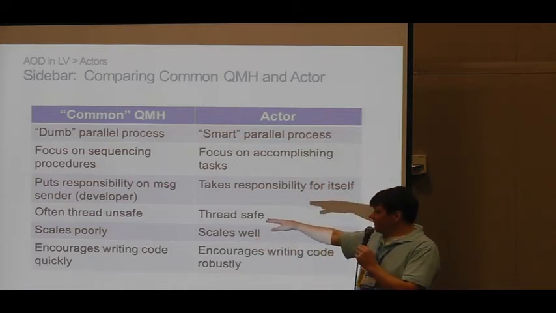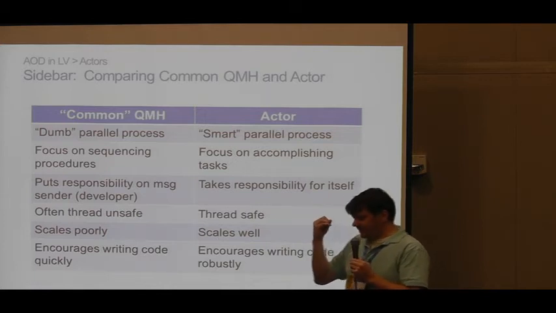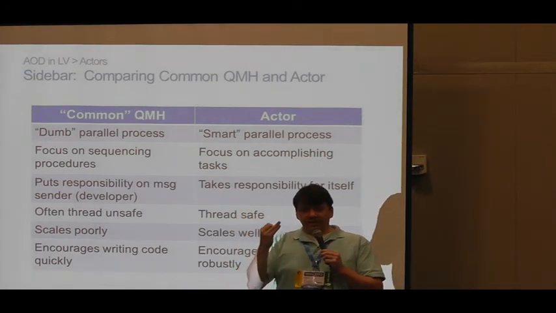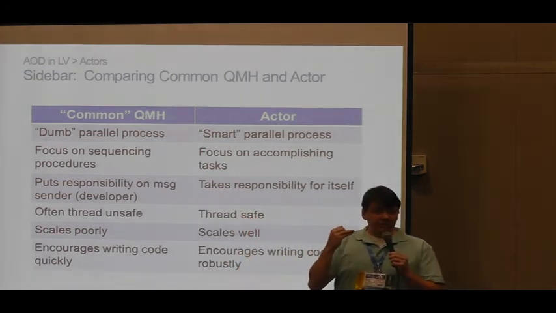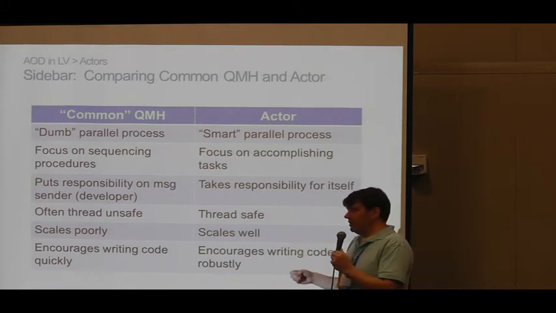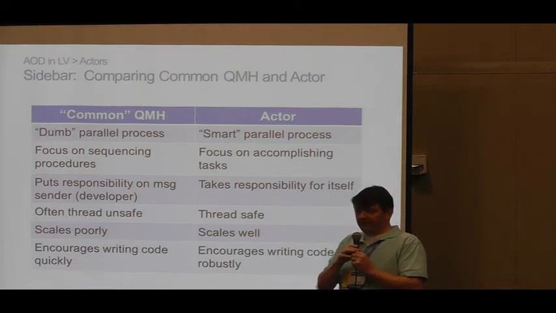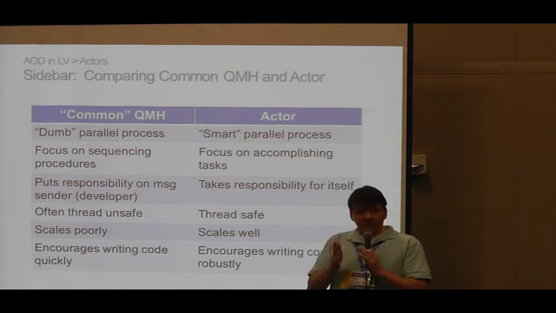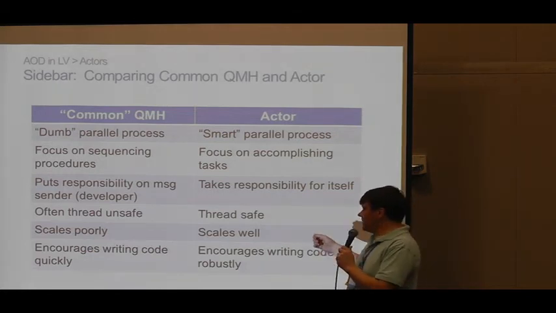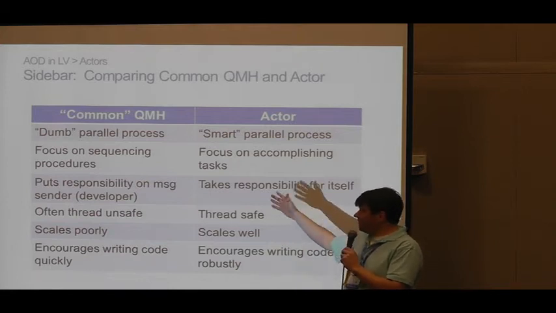QMHs are often thread unsafe. Macros are often problematic. Priority messages are often problematic. If you're queuing messages at the front of the queue in order to give them priority, that can easily lead to problems. Sequence branching decisions can be problematic. It can be very difficult to branch predictably and accurately. Actors, on the other hand, well-written actors, are thread safe.